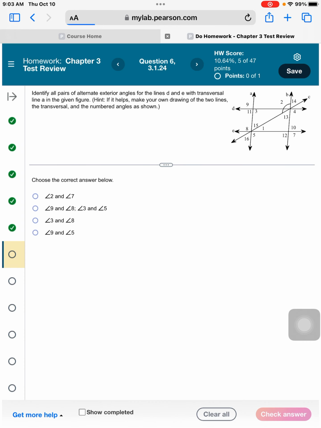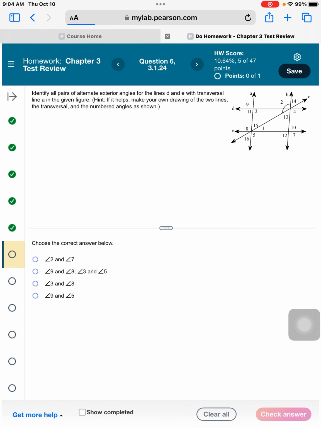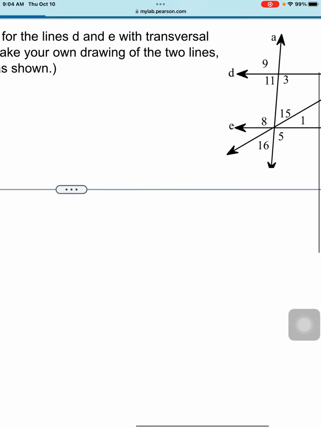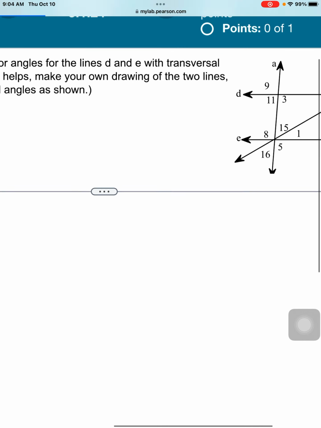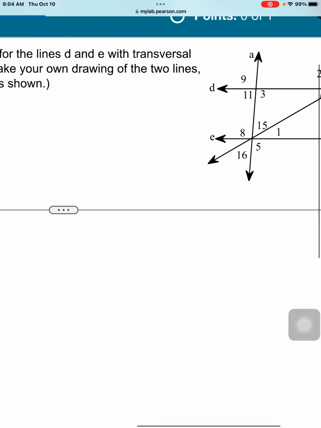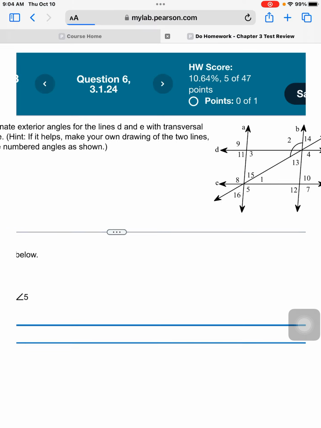Okay, alternate exterior angles. Once again, on transversal line A. Alternate exterior. So we're looking at 9 and 5.